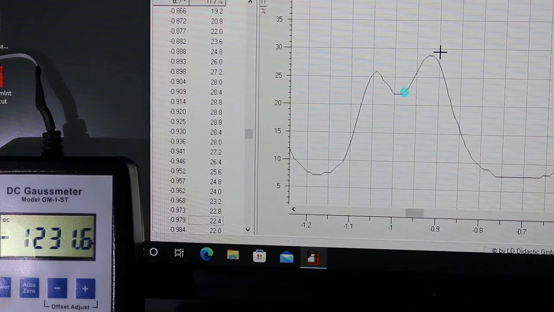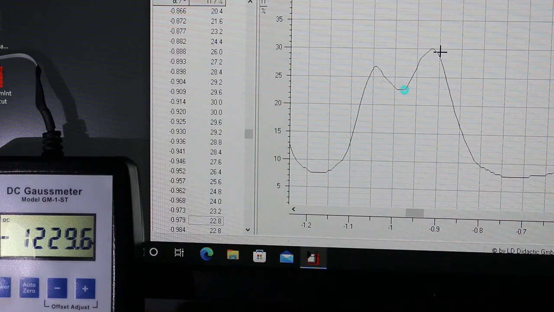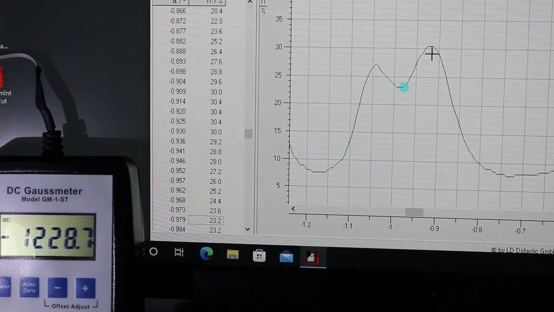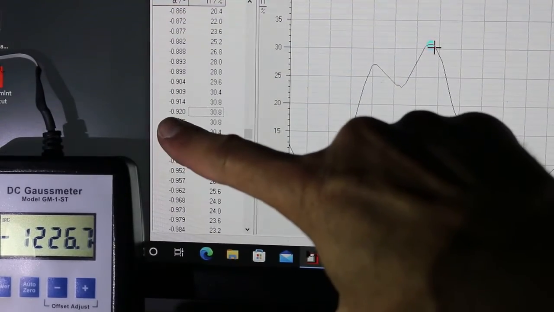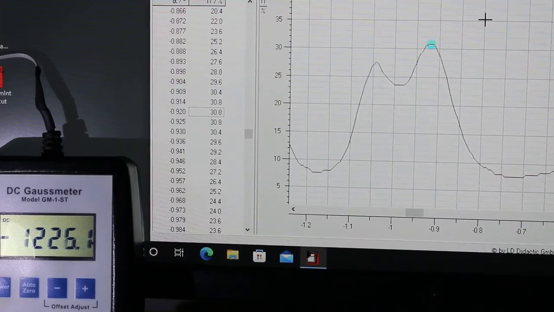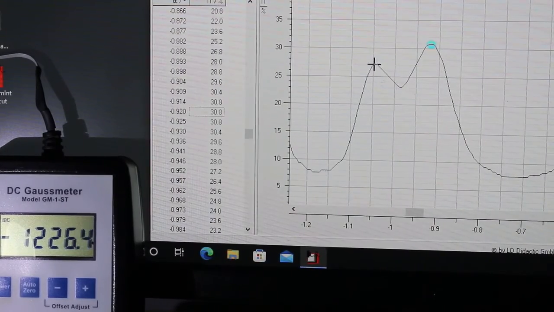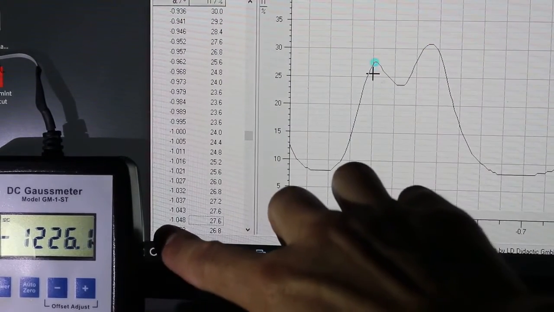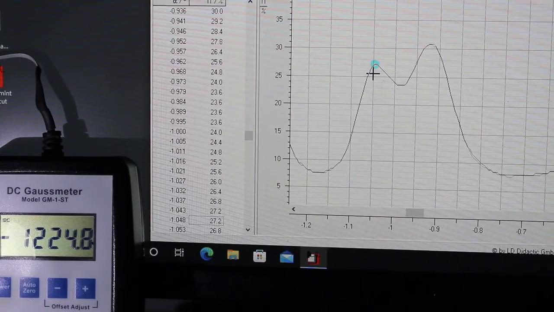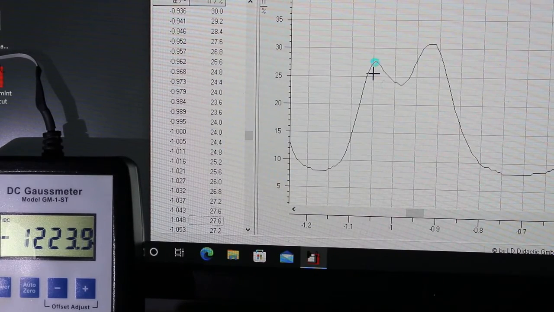That'll form our data. But before we go on, remember that the magnetic field is given by this meter over here, which is the Gauss meter. Right now we're at about 1,230 Gauss, and that's the magnetic field that's causing the splitting. Let me go and identify the peaks. There's one here at an angle of minus 0.920, and there's one here at an angle of minus 1.048. And you see the magnetic field value.